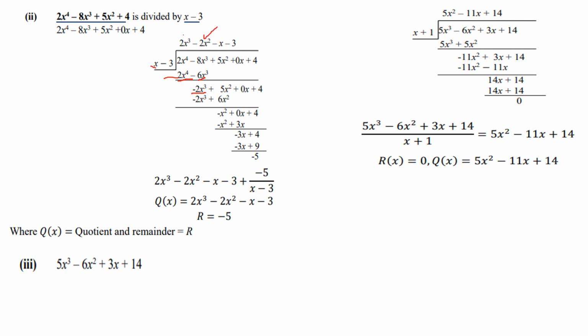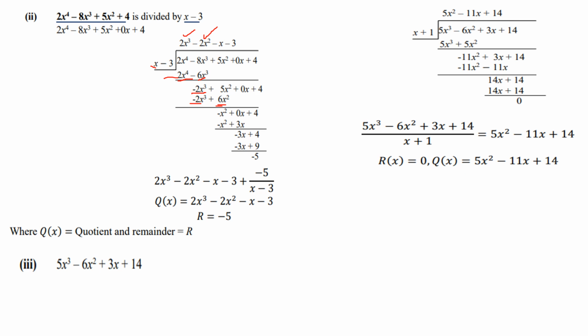So first of all, we had 2x cubed. And then you've added negative 2x squared. Now let's see how the others come about. You still do the same thing. You get negative 2x squared and then you multiply it with your divisor. So negative 2x squared times x, you are going to have negative 2x cubed. And then negative 2x squared times negative 3, you're going to get positive 6x squared.